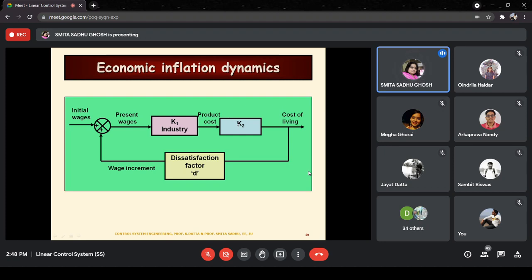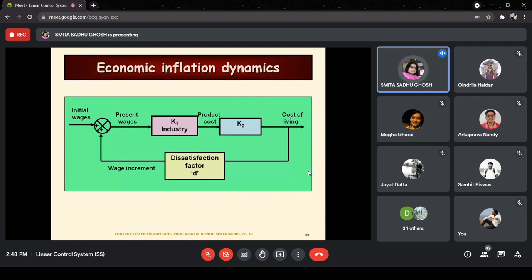Let us assume, for simplicity, that the workers have to buy the same toothpaste, and no other brand is available for the time being, right? So what will happen if the product cost increases? The cost of living of the workers is going to increase, because within the same wages they have to buy the toothpaste at a higher cost, so their cost of living is going to increase, right? So now if the cost of living increases, then what will happen?